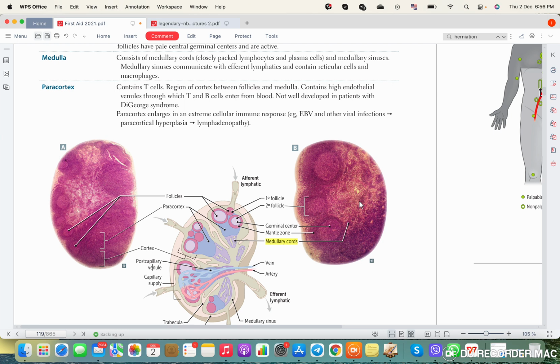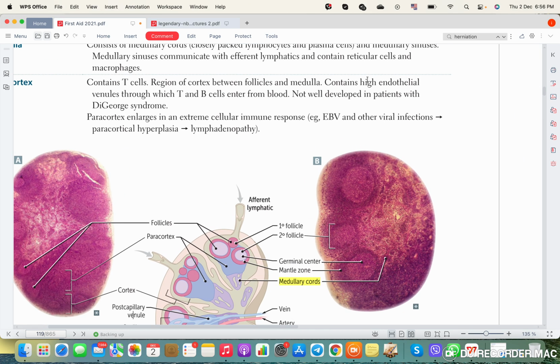You also have your paracortex, in which you have your T cells. And T cells, well, they have types. It has some smart types and it has some stupid types. We'll speak about both in a moment. But for now, I just want you to know that T cells are located at the paracortex.